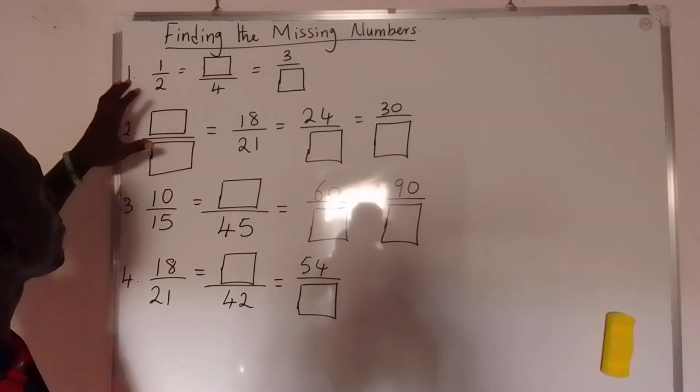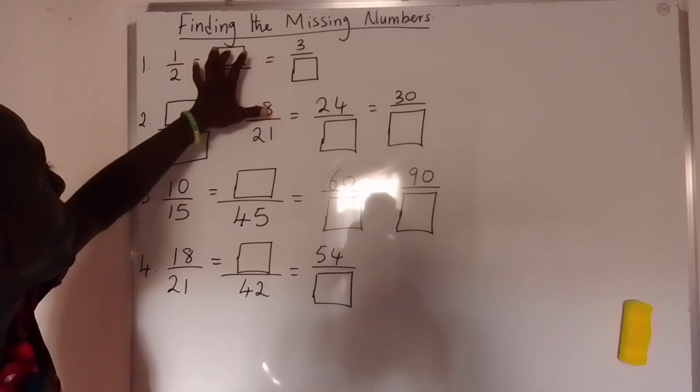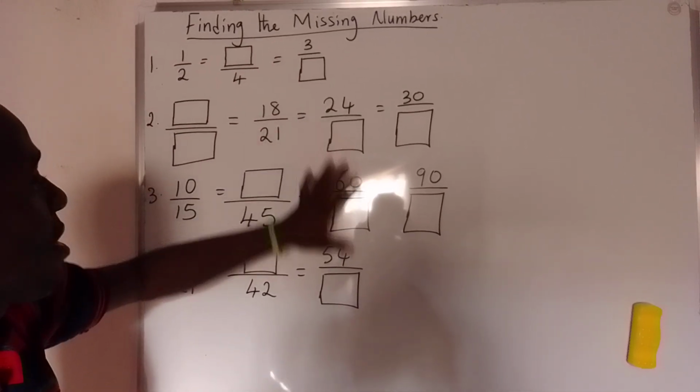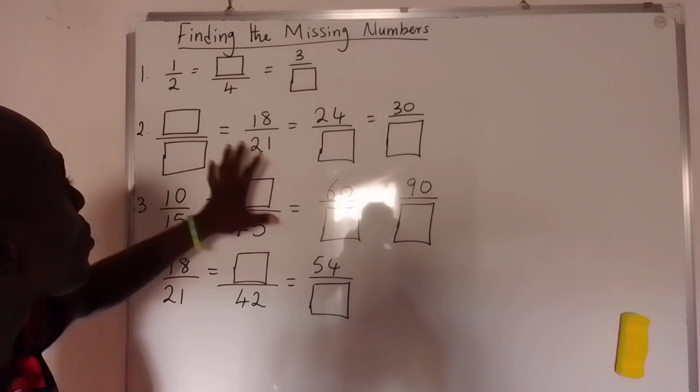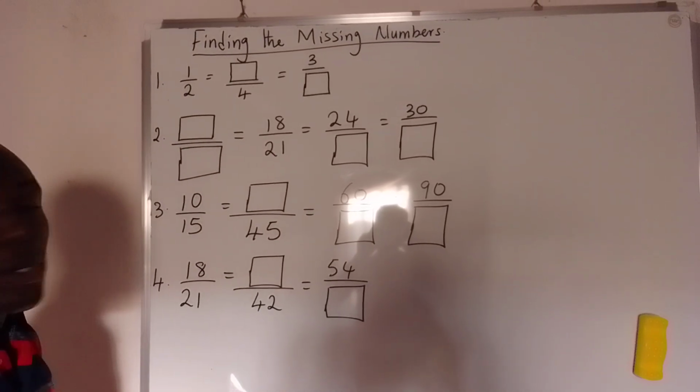In this video we'll be looking at how to find the missing numbers, the boxes. We are going to find which number we are supposed to use to fill in the boxes. Now let's look at number 1 quickly.